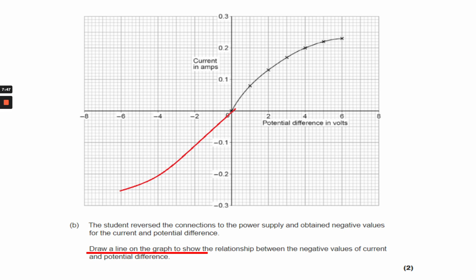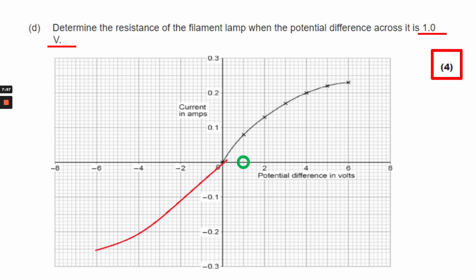Now, here's a graph you're going to see later on called an IV graph, and this is an IV graph of a filament light bulb. Don't worry about that for now. All I want you to know about is determine the resistance of the filament lamp when the potential difference is at 1 volt. I locate 1 volt on the graph, circled in green. I draw an arrow up to 1 volt till it hits the line, and I get 0.08 amps as a current. That's why it's 4 marks. I have to use the graph.